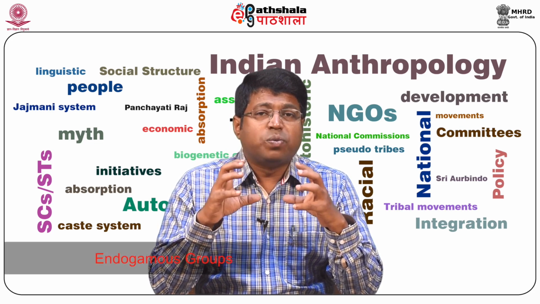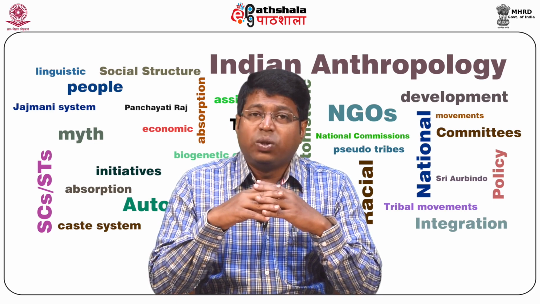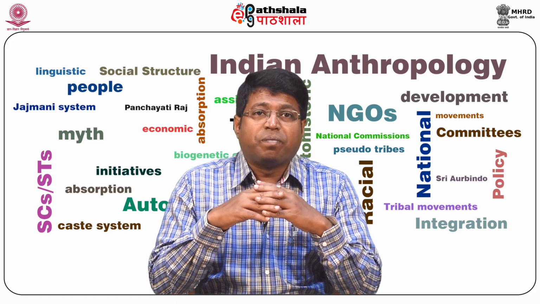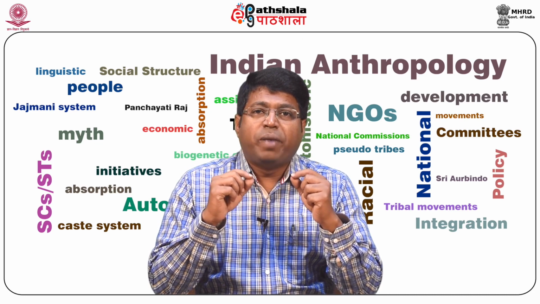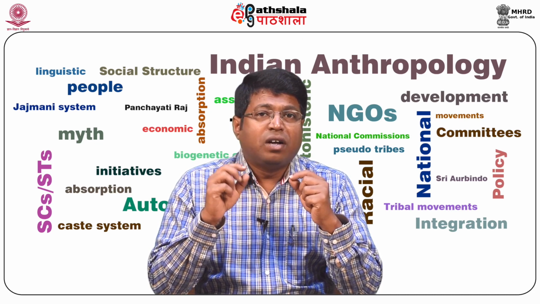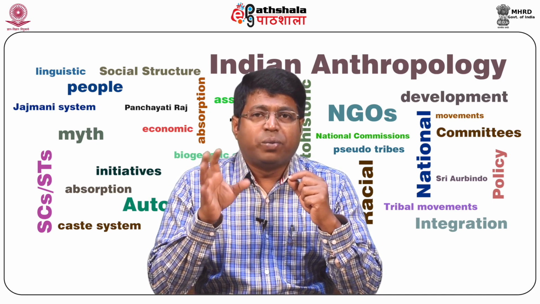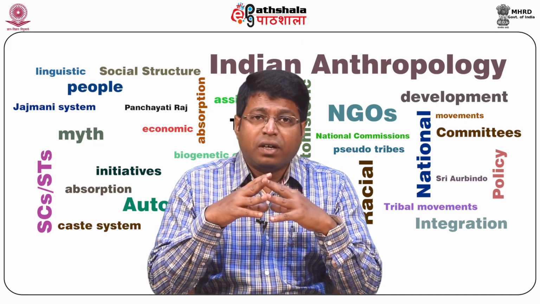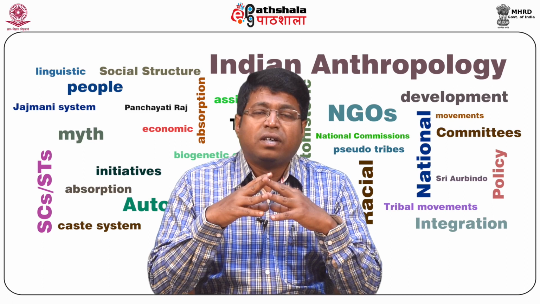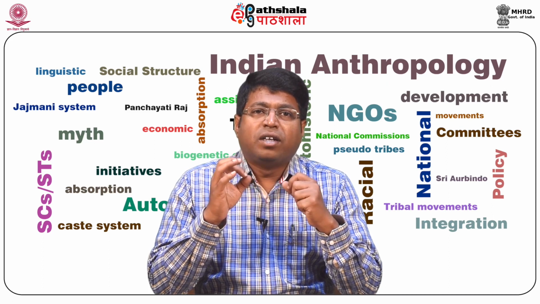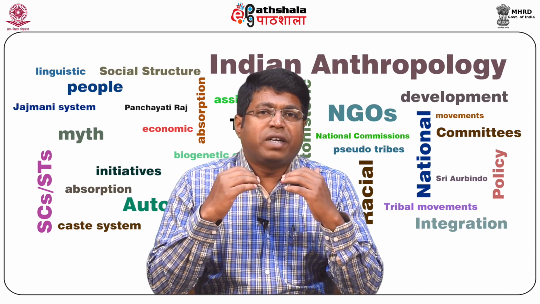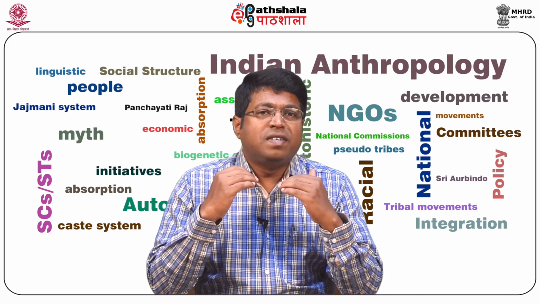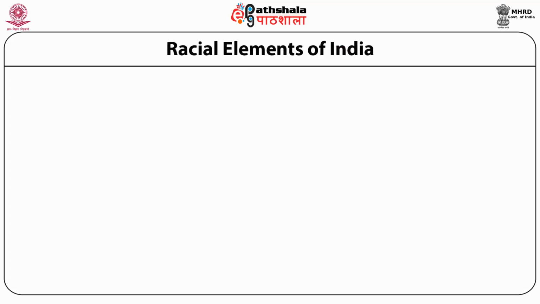3,700 endogamous groups are structured in the Hindu caste system as jatis, and a thousand Mendelian populations which are autochthonous and religious communities. Thus, India offers a cauldron where the process of unification as well as fragmentation is unceasingly taking place. Racial elements of India.